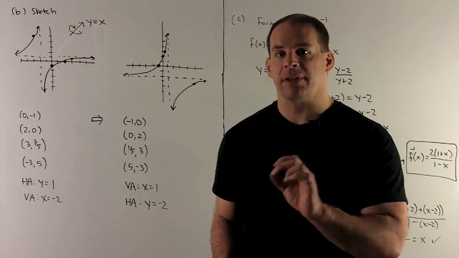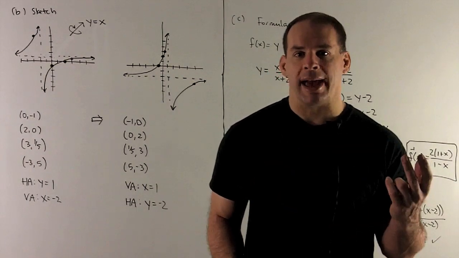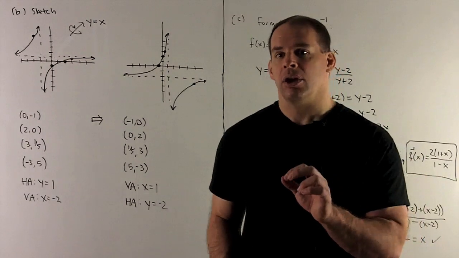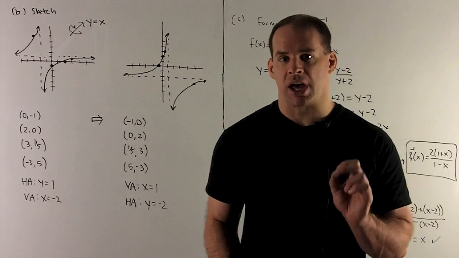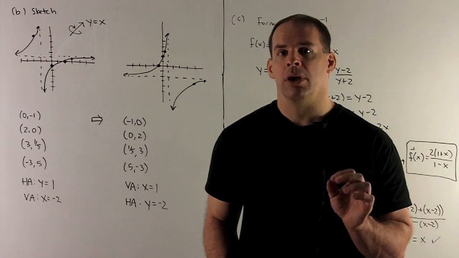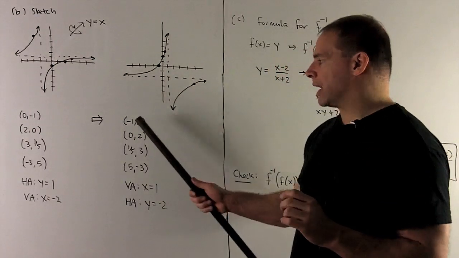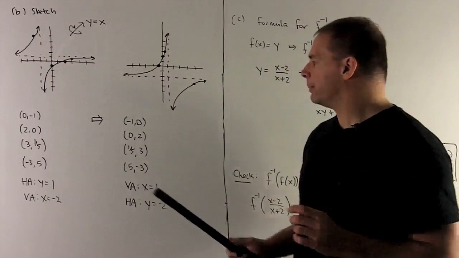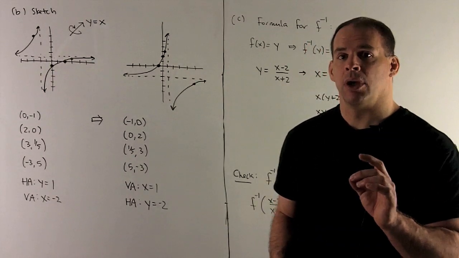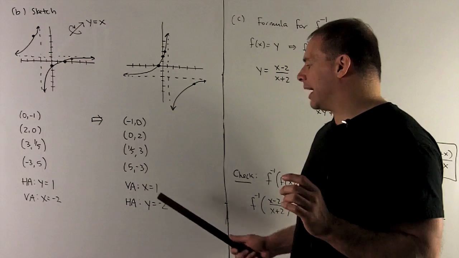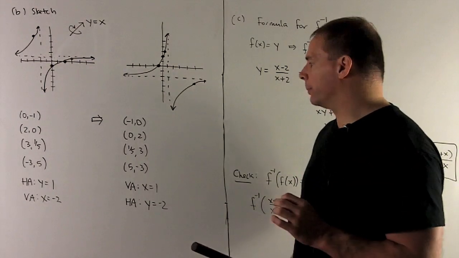If I want to go from f to f inverse, we're just taking (x, y) going to (y, x). Then horizontal asymptotes go to vertical asymptotes. Vertical asymptotes go to horizontal asymptotes. So the data that we get for f inverse is going to be 4 points: (-1, 0), (0, 2), (1/5, 3), (5, -3). We're going to have a vertical asymptote at x equals 1, horizontal asymptote at y equals -2.